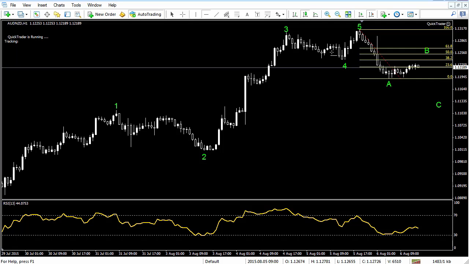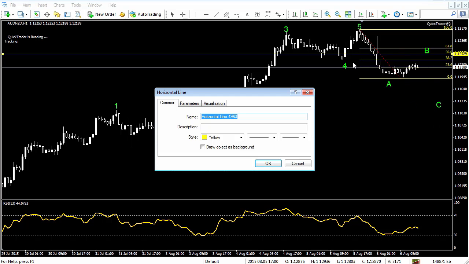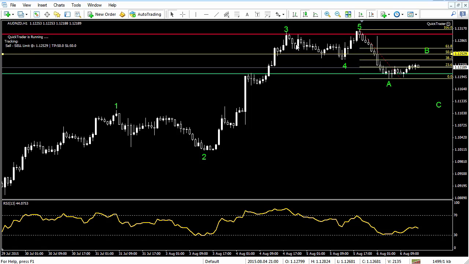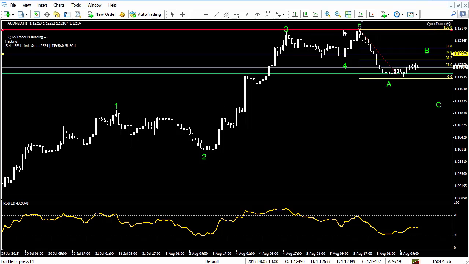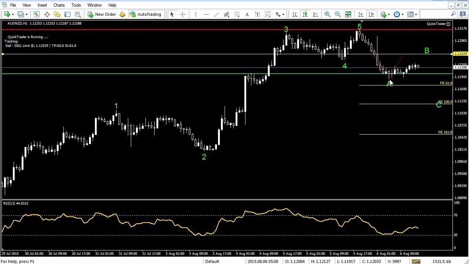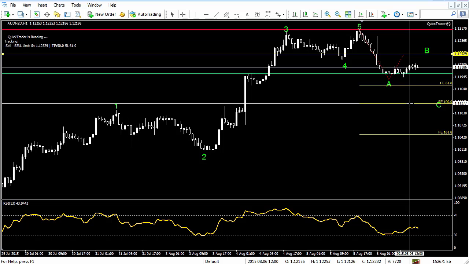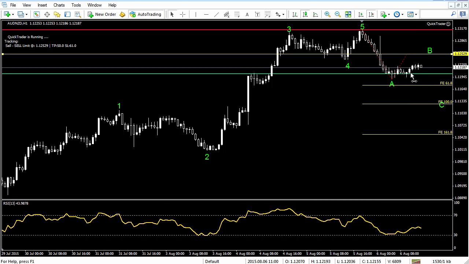So we are going to use our quick trader tool that's running. We are going to draw a horizontal line and name it a sell. We are automatically going to get a stop loss and the target. We are moving the stop loss to the starting point of the wave A because that is according to our rules. And for the targets, we are going to use Fibonacci expansion and draw it from start to end of the wave A, looking for the 100% as our potential target point.